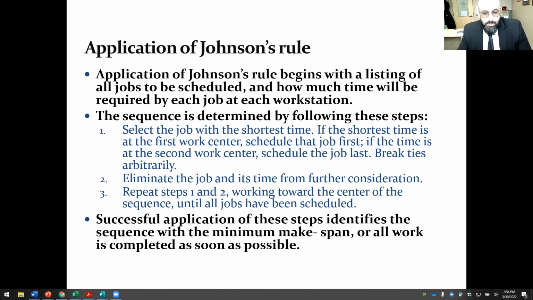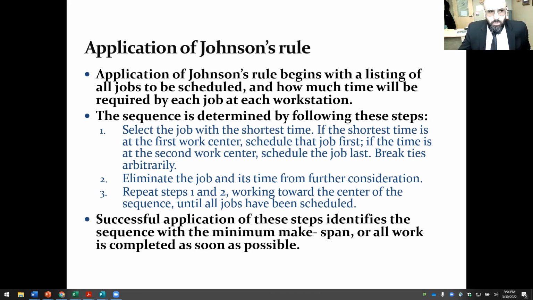Break ties: sometimes you will have a job where both work centers have the same time, so it doesn't matter where you put it, at the front or in the back. Eliminate the job and its time from further consideration. Repeat steps 1 and 2, working toward the center of the sequence until all jobs have been scheduled. Successful application of these steps identifies the sequence with the minimum makespan, so all work is completed as soon as possible. This is the theory behind Johnson's rule.